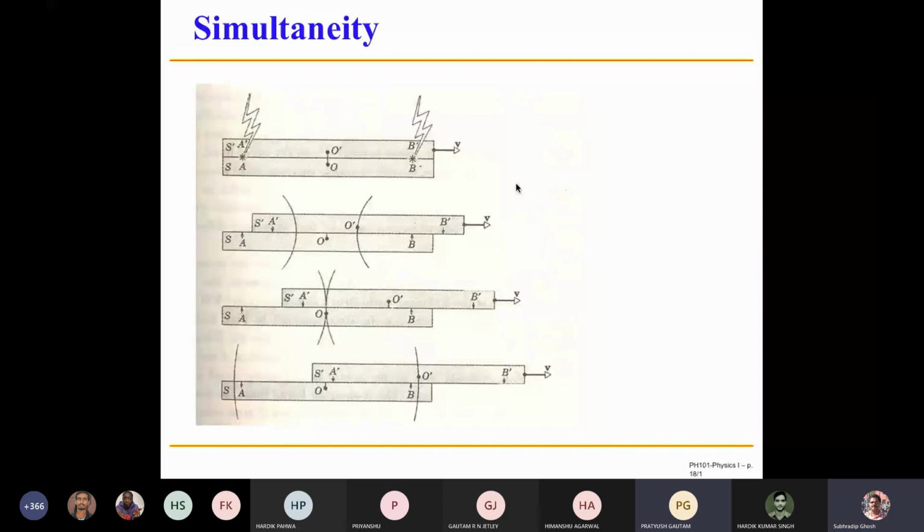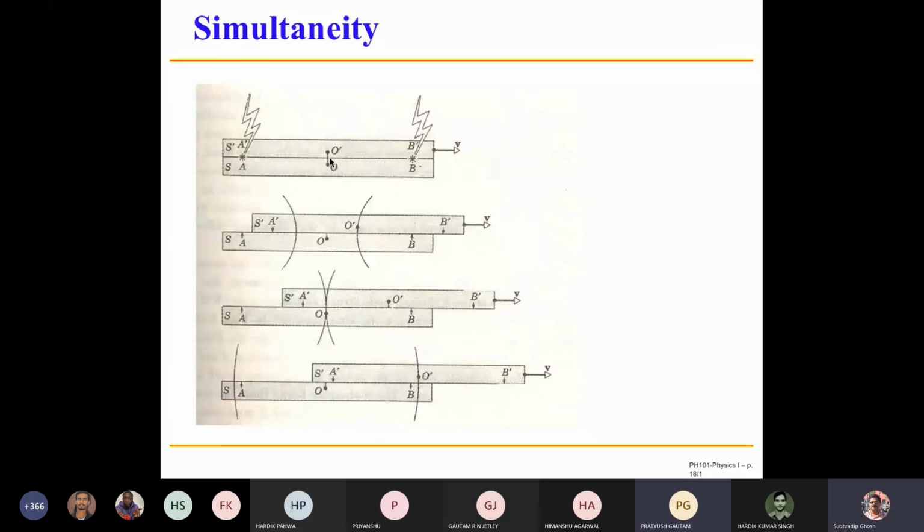Let's see. At the instant the lightning strikes A prime, these two points coincide. And at the instant lightning strikes B prime, they also coincide. And this is where we start our observation. So the S observer finds these two events to be simultaneous. So the midpoints O and O prime in the two reference frames also coincide.